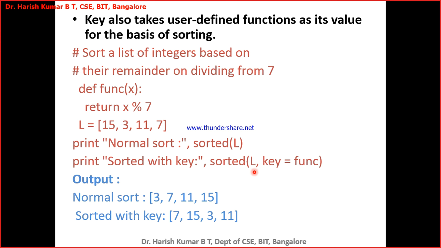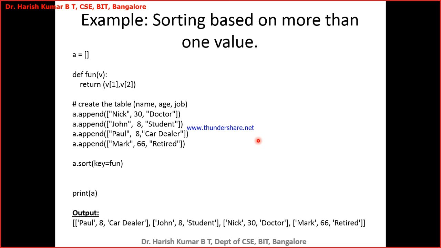Okay, and then we also tried an example assigning our own function as the argument to key. Key is equal to function. Now in this example the items are sorted based on the remainder value that we get after finding the modulus with 7. So this is the normal sort, and this is after sorting based on our function, which gives the remainder on dividing by 7. Based on this remainder value, the elements are sorted.